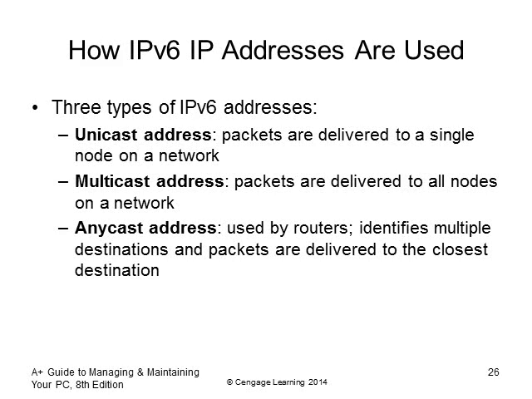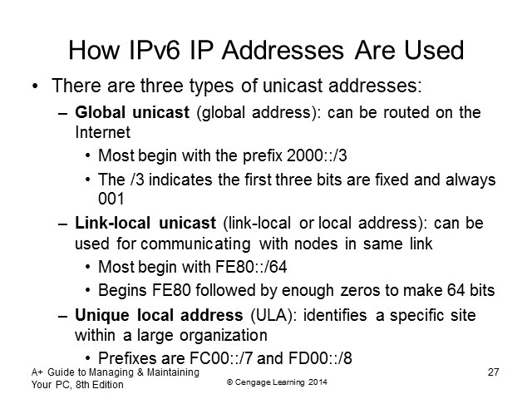3 types of IP version 6 addresses: the unicast address, so packets are delivered to a single node on a network; multicast address, where packets are delivered to all nodes on a network; and then the anycast address, that's used by routers, identifies multiple destinations and packets, and they are delivered to the closest destination.